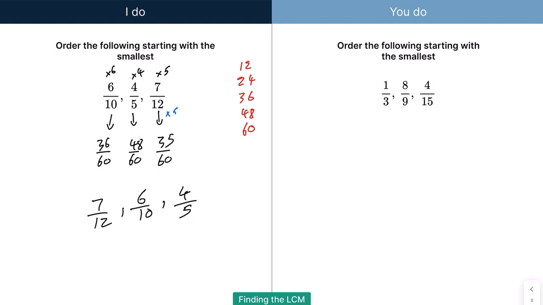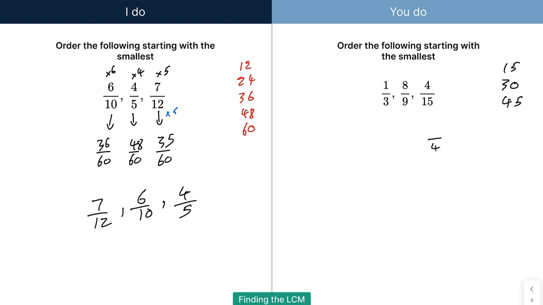So again, hopefully you've pressed pause now to get the example on the right. So the biggest number is 15. 15 isn't divisible by 9, but it is by 3. So we can just list out, we can double it. Does that help us at all? No. So we can just list out some multiples of 15 here then. We have 15, 30, 45. Well, actually, 45 is divisible by 3 and 9. So we can just stop there.